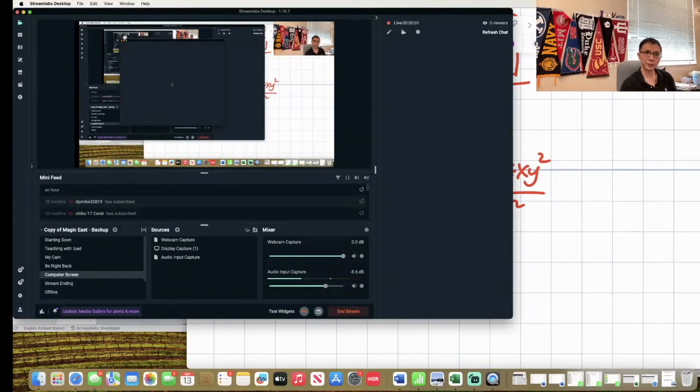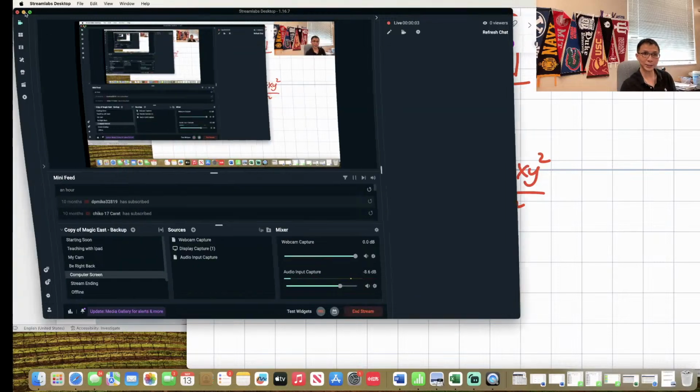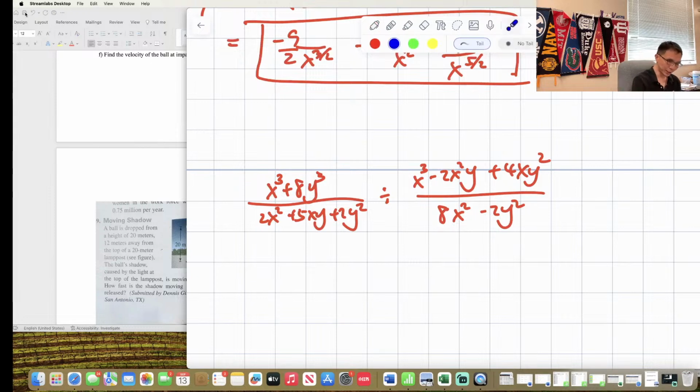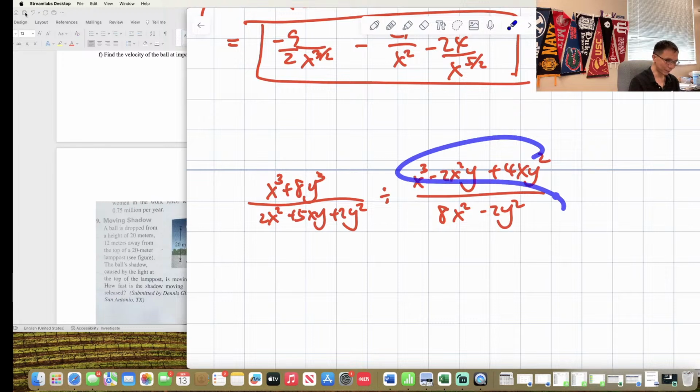So what I'm gonna do is I'm gonna figure out how to factor this question. But first thing first, you have to understand this is division. You have to keep, change, flip. Okay, so I'm gonna go ahead and factor this. This is called factor by the cube.